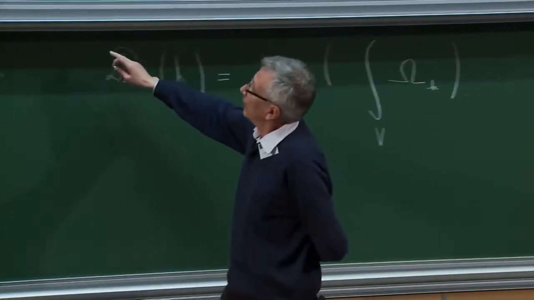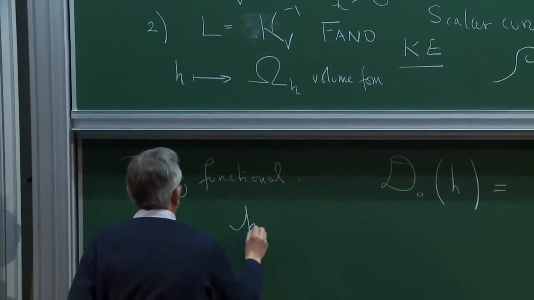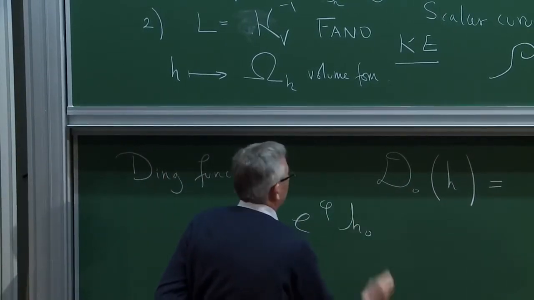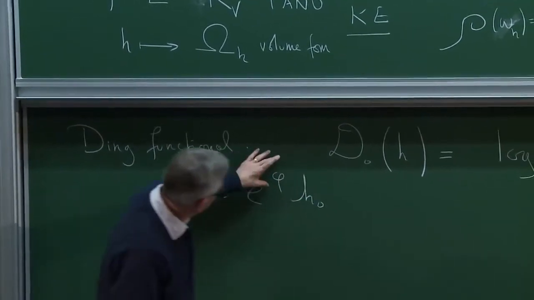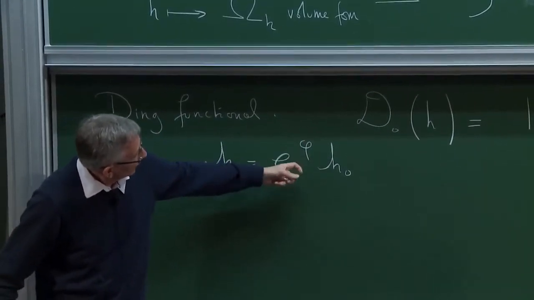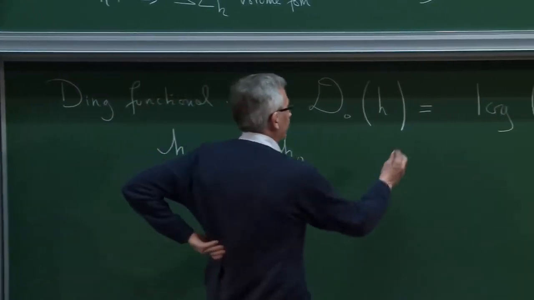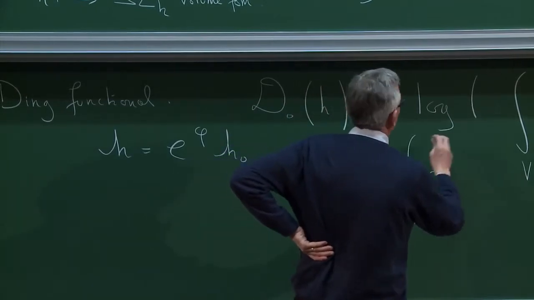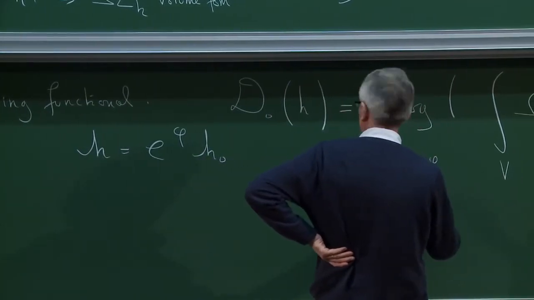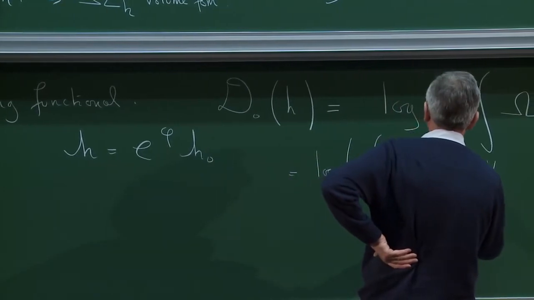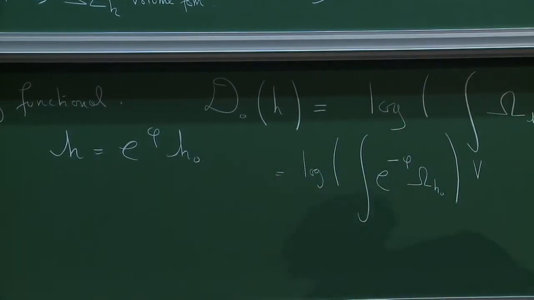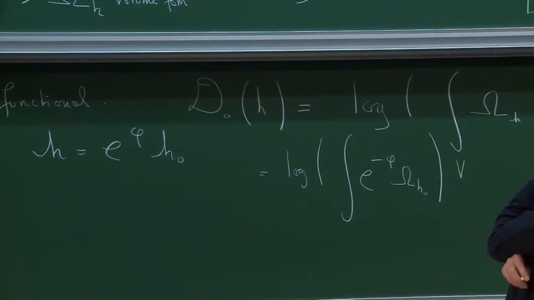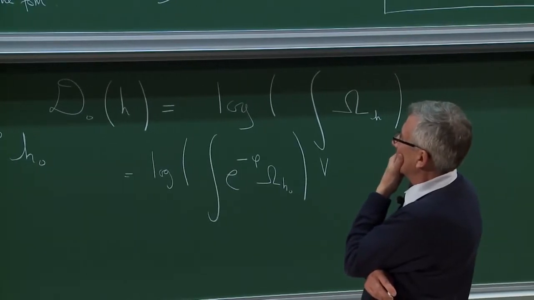If we choose some reference metric h naught, and we write h as, say, e to the phi times h naught, then our variable is this function phi. Then this thing is just the log of the integral of e to the minus phi times omega h naught. 2 phi? Maybe 2 phi? I think it's all right.